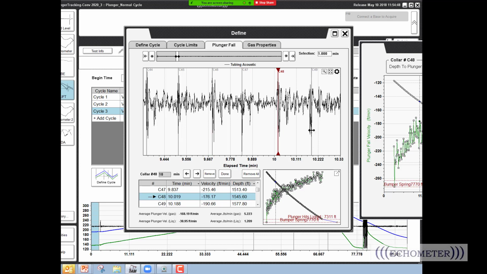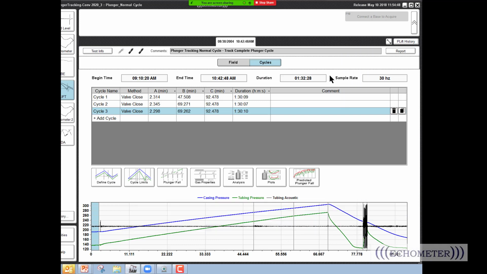And so, you know, sometimes you might have to fine-tune the automatic pick. These are automatically picked. Anyway, that's just an example of counting the collars. I've got the collars counted. Then I guess the next thing is do the gas properties.